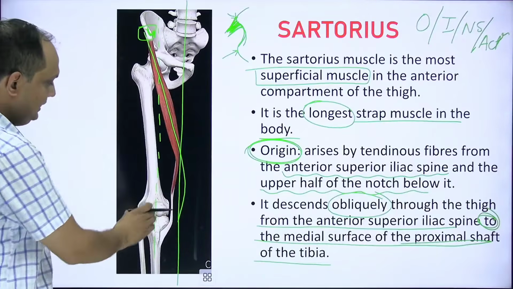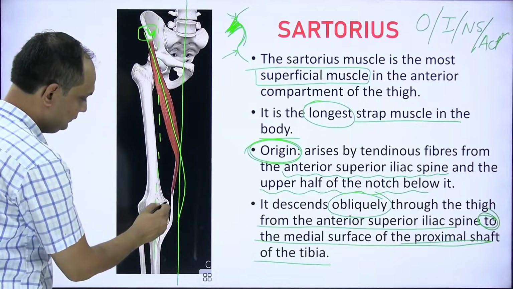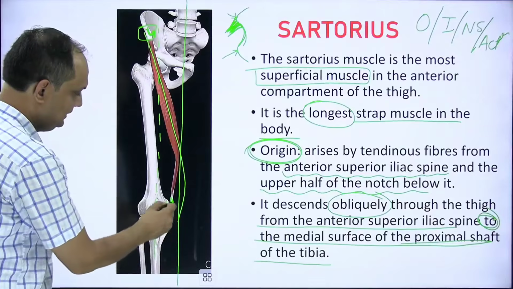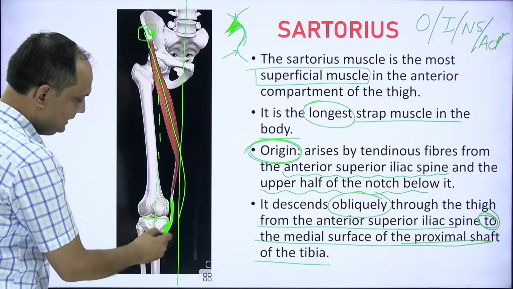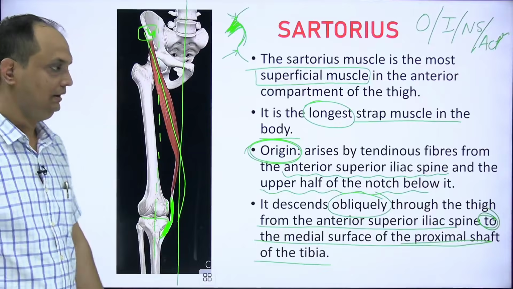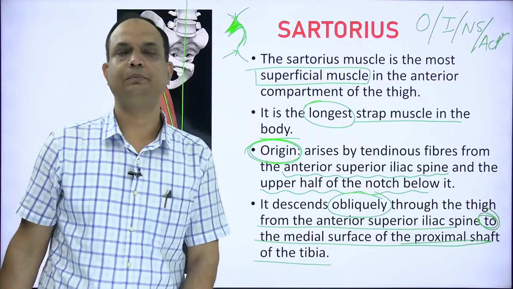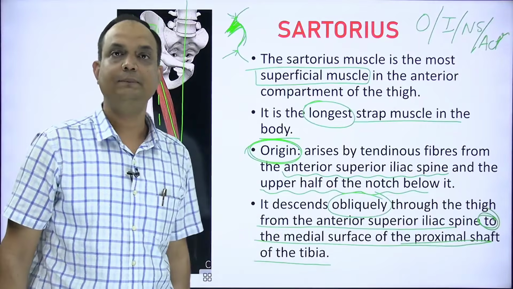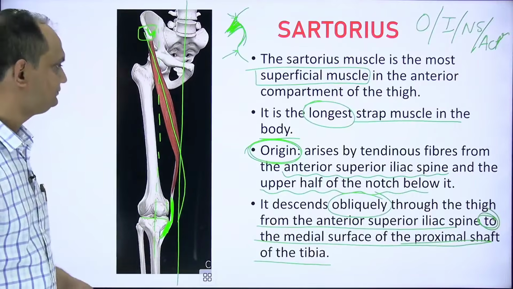tibia. Now, here in the lower part, you will find that it crosses the knee joint from the medial side and it comes on the medial aspect and ultimately on the proximal surface of your medial part of tibia, clear.